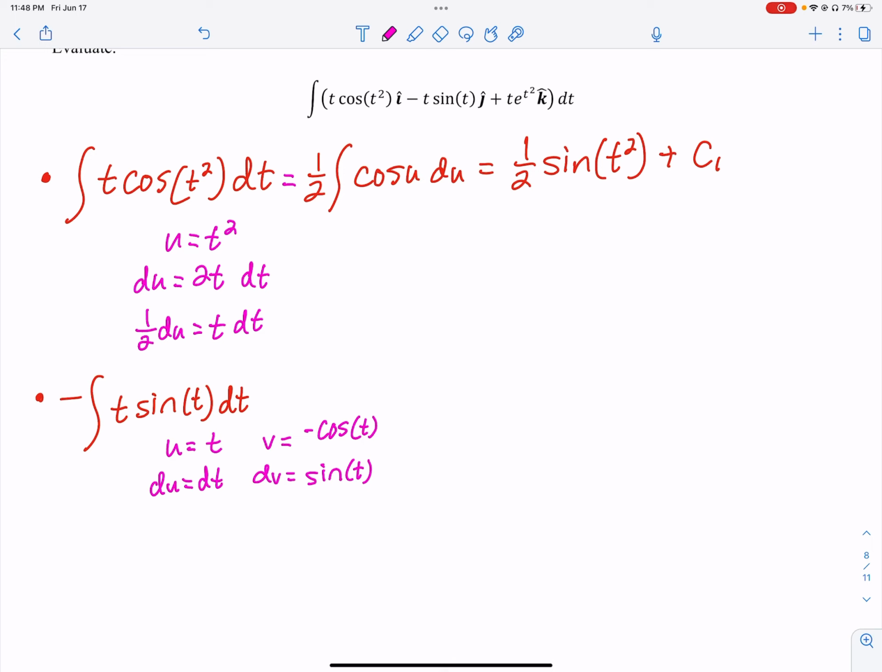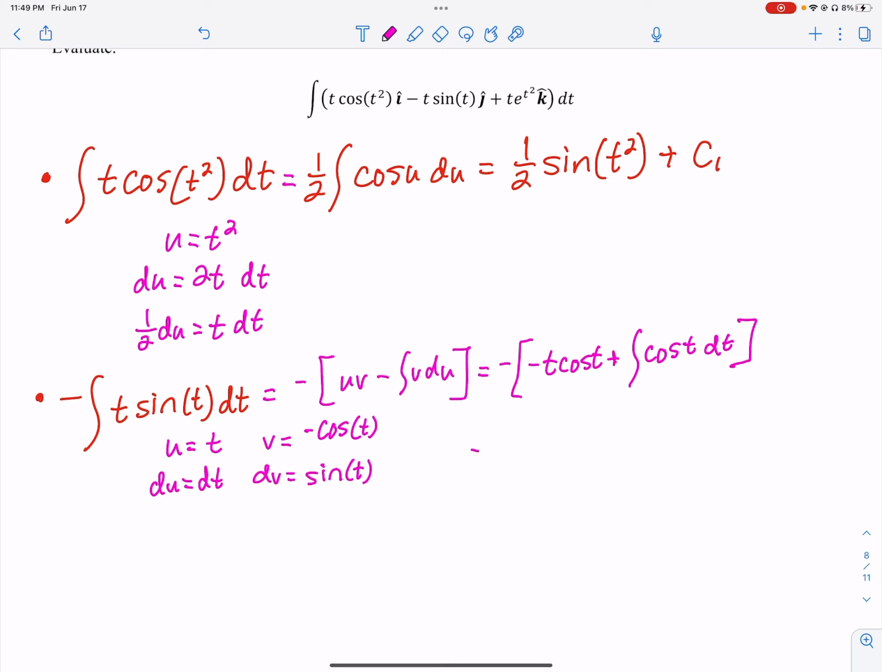All right, the formula for this thing is going to be negative, and I'm going to put it in brackets here, uv minus vdu. If you have trouble memorizing that, that'll probably be on that chart. I'll send the chart out, but that wouldn't be a bad note card thing. Okay, so uv, I got negative t cosine t minus the integral of, okay, and it's a minus inside, so I'm going to change it to positive cosine t dt.